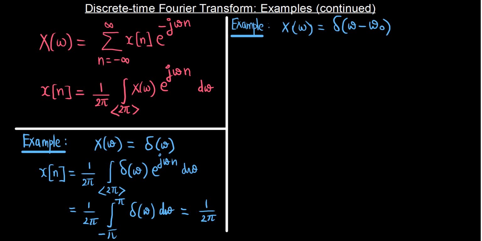So if we try to visualize this signal, this is going to be an impulse that is located at the location of omega naught. So let this be an impulse that is located at omega naught, and this is the signal I'm talking about, and we have considered it here. So this signal is this capital X of omega, that is delta of omega minus omega naught. Now let's try to calculate the inverse of this Fourier transform. So we need to calculate this x of n.